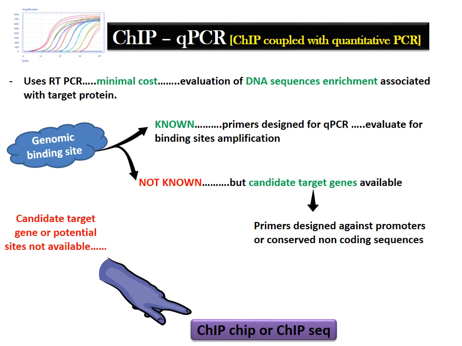When genomic binding sites are known, the qPCR primers can be designed accordingly, and the amplification of those genomic binding sites can be evaluated. But when genomic binding sites are not known but candidate target genes are available, the primers can be designed against the promoters or conserved non-coding sequences, and the amplification of those sequences infers the target genes. But when both candidate target genes as well as genomic binding sites are not available, the analysis can be done by microarray or DNA sequencing.